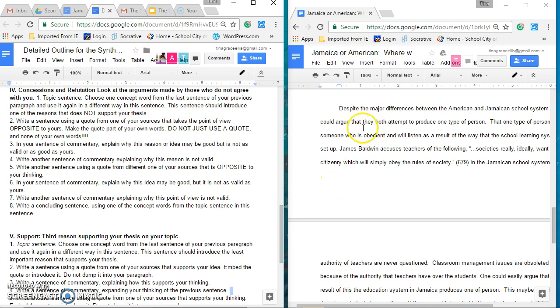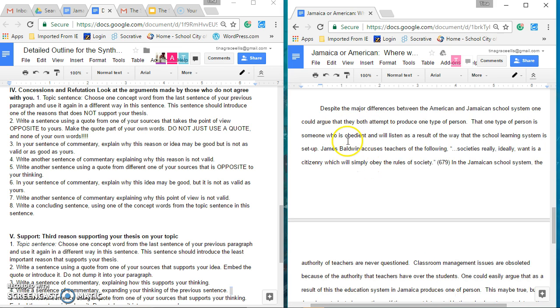Okay, so we're starting over here with my example, and here's my topic sentence. My topic sentence is, despite the major differences between the American and Jamaican school system, one could argue that they both attempt to produce one type of person. Okay, so my argument is that both the Jamaican school system and the American school system both want to produce one type of person.